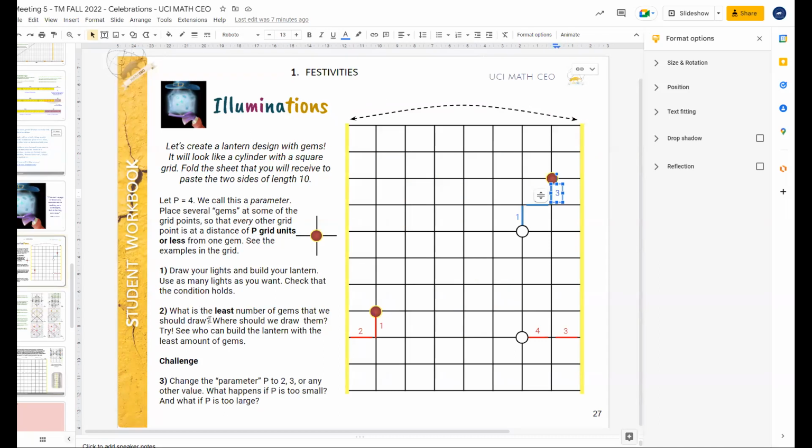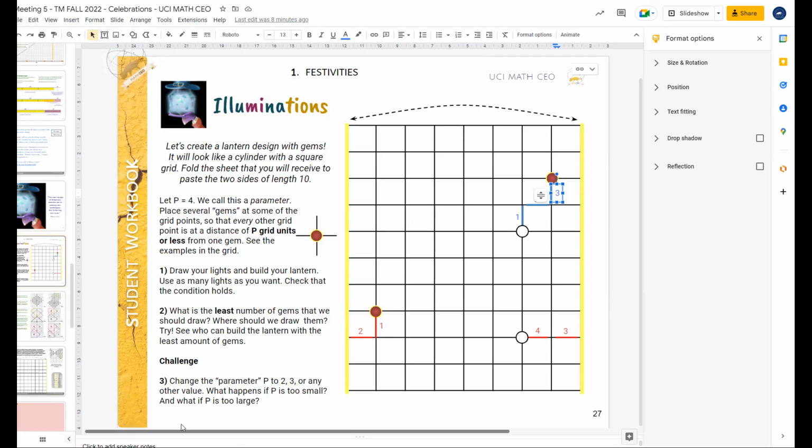And then the question: what is the least number of gems that we should draw? Remember, we want every point to be covered by the light of the gem. The gem is shining, or reflecting, and it has some power, some distance. So it cannot cover the whole lantern, but it can cover a big region, a big zone. And the question is, how many gems do you need? Of course, if you put one at each grid point, you will do it. But it's more about, okay, what's the least? What's an optimal way?